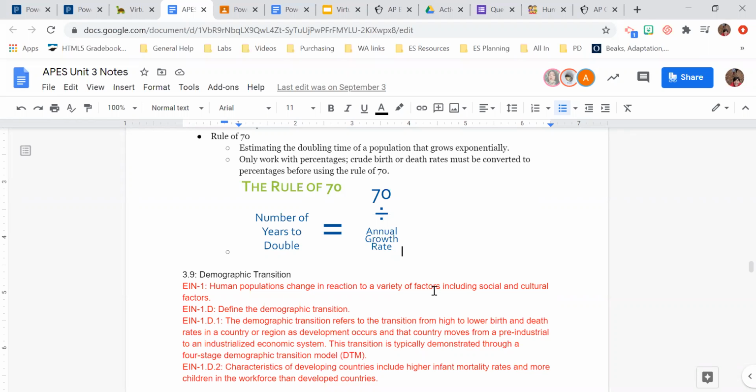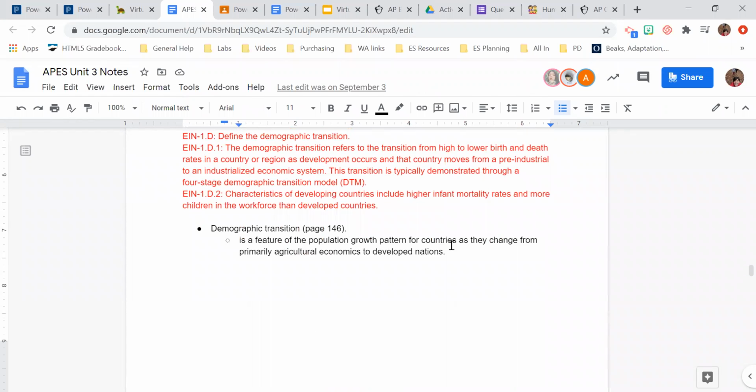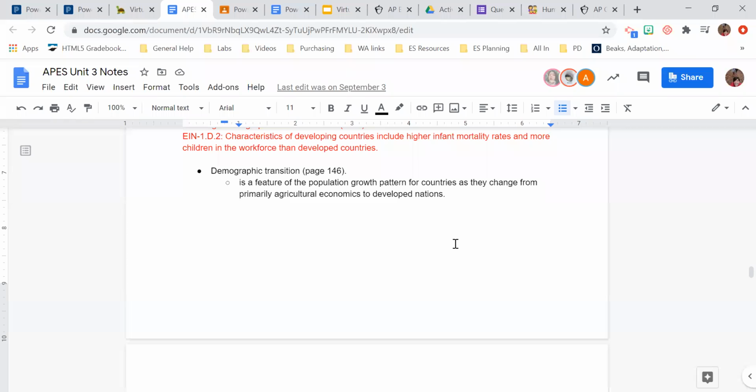All right, now as we talk about humans, we're going to talk about this theory called demographic transition. Demographic transition is a feature of population growth patterns in countries as they change from a primarily agricultural economy, primarily developing, to a developed country. So we're going to see what happens here.